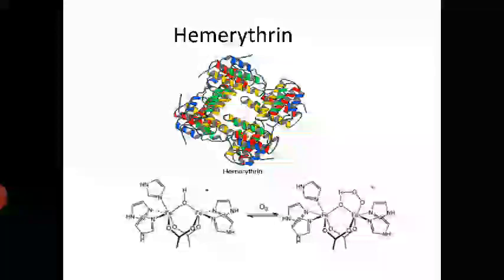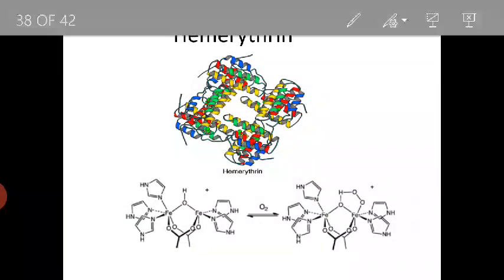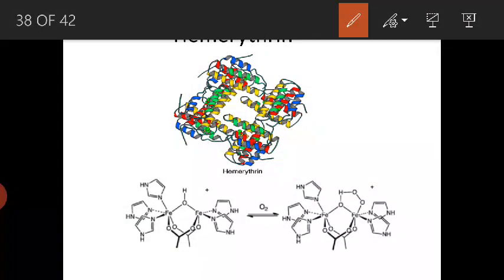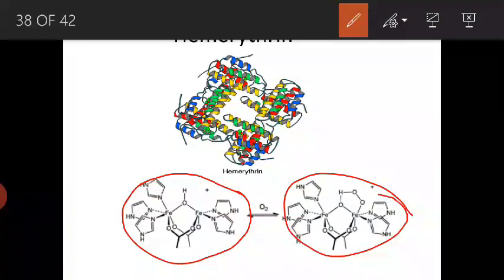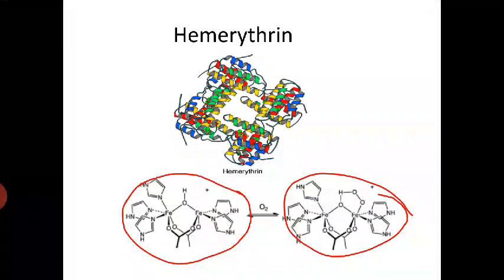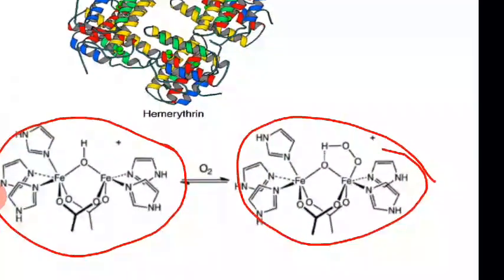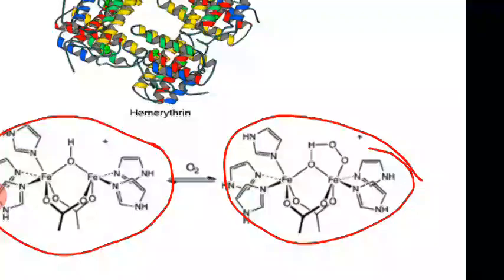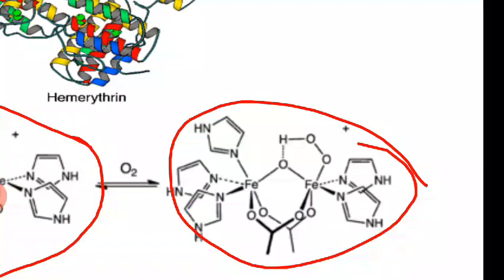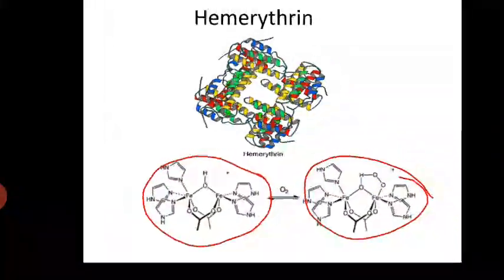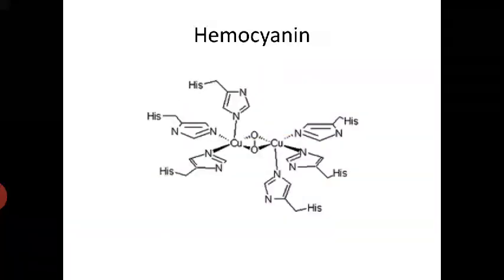In this picture we can see hemerythrin in deoxy form, and when it is oxygenated, here is the oxygen molecule, it is bound to 2 iron atoms.